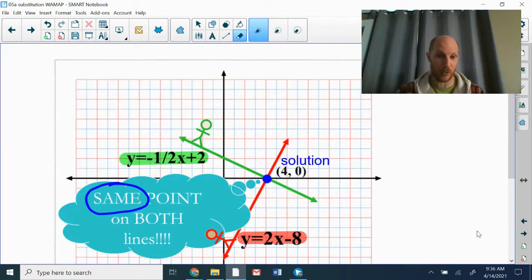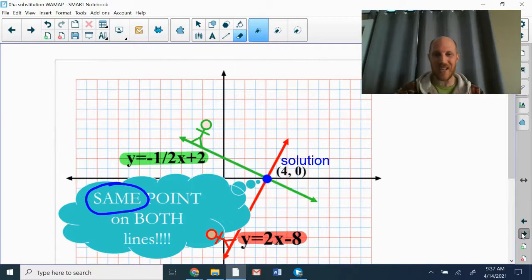If I was to graph those 2 lines, negative a half x plus 2, y-intercept 2, slope of negative a half, that's the green line, and g of x, y-intercept of negative 8, slope of 2, gives me this red line. I could see on the graph that those 2 lines cross at the point 4, 0. That is the solution. And the coordinates 4, 0, that's the same point on the green line and the same point on the red line. That is, in fact, a point which exists on both lines. It's the same point, both lines.